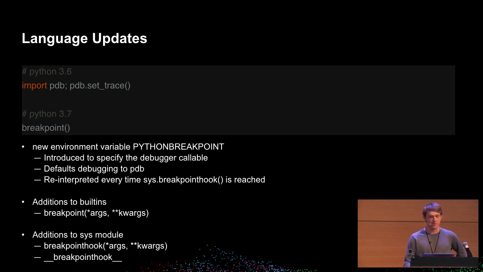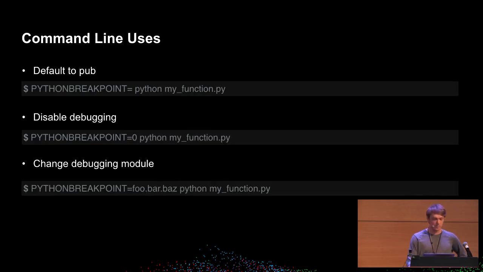The environment variable is PYTHONBREAKPOINT, that you can set to a callable of your choice that will be executed and imported every time you reach the breakpoint function. There are some updates to the builtins library and sys library that also handle the implementation of this. If you want to use this and you are using Python 3.7, it's pretty straightforward. By default, if you don't set the environment variable, it will default to import pdb, pdb.set_trace.